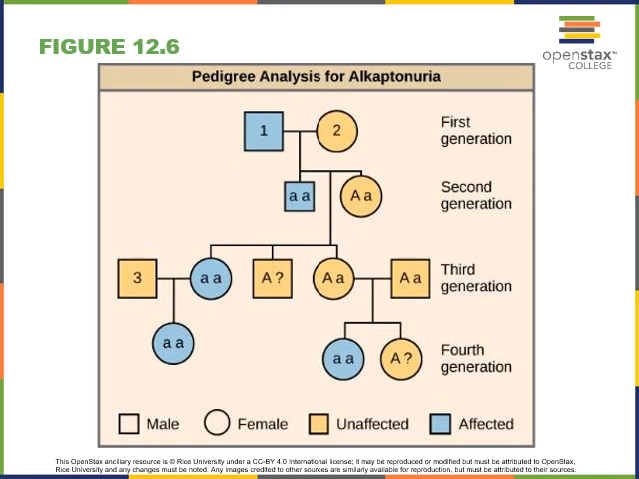Similarly, individual number three is not affected, but when this man mated with a woman that was homozygous recessive, they produced a daughter that expressed the homozygous recessive phenotype, expressed the alkaptonuria phenotype. Therefore, individual number three must have been heterozygous.